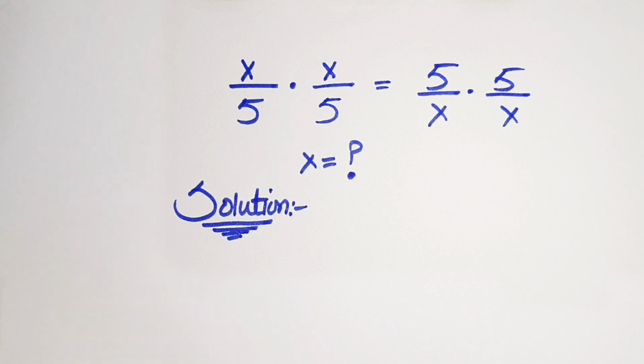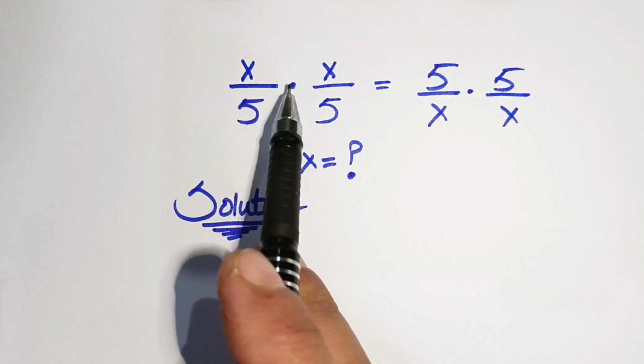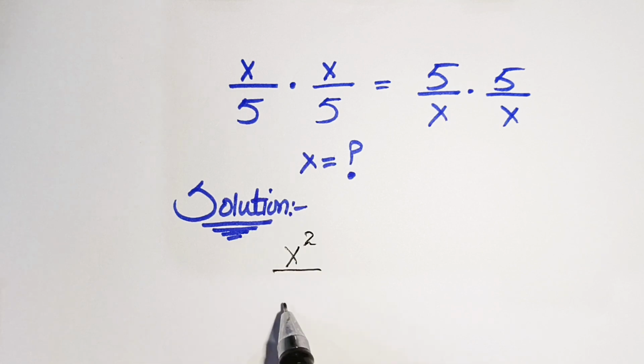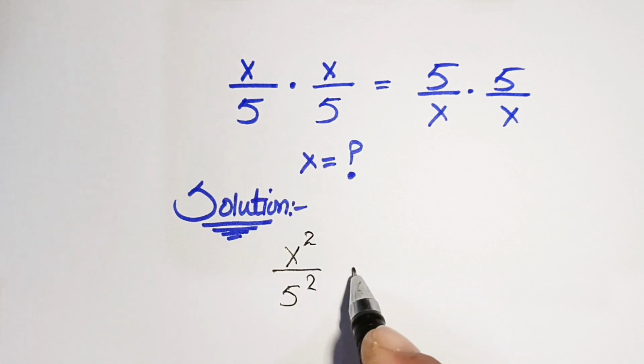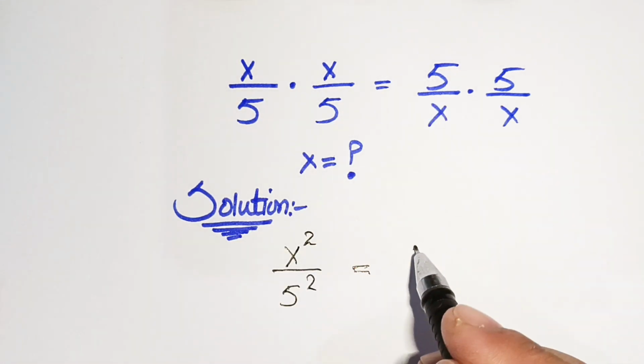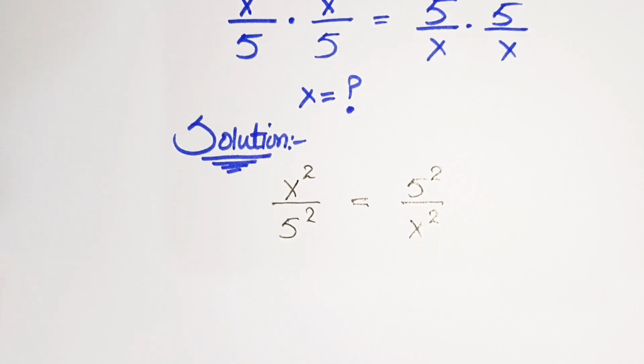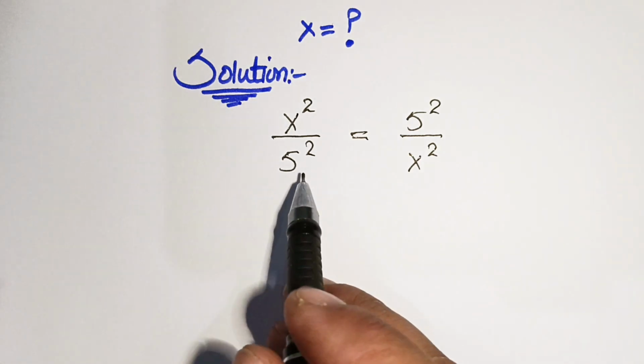Let's start our solution. Here we see that this x times x is actually x squared, and 5 times 5 is 5 squared. Similarly, on the right side, 5 times 5 is 5 squared over x squared. Now here we have x squared over 5 squared.